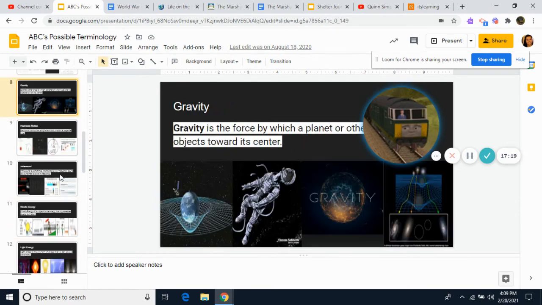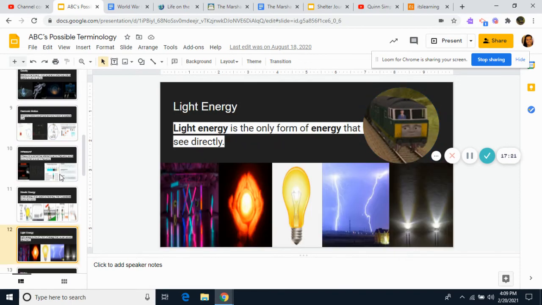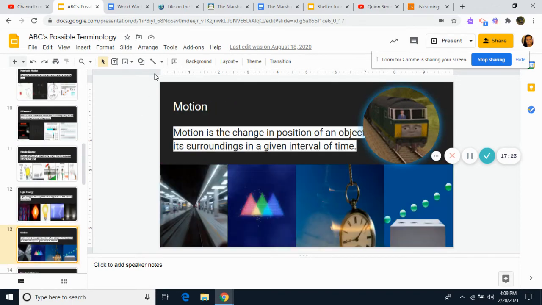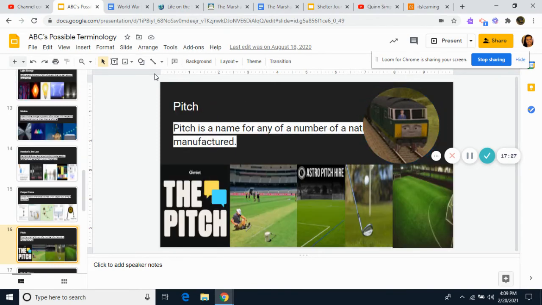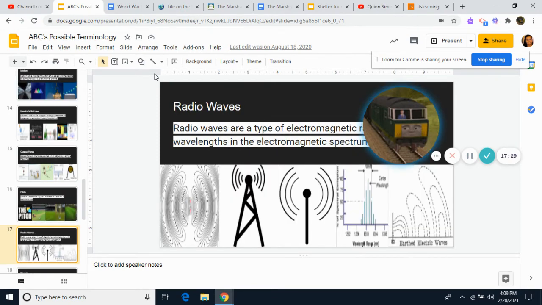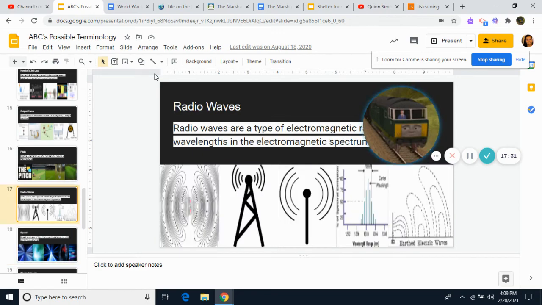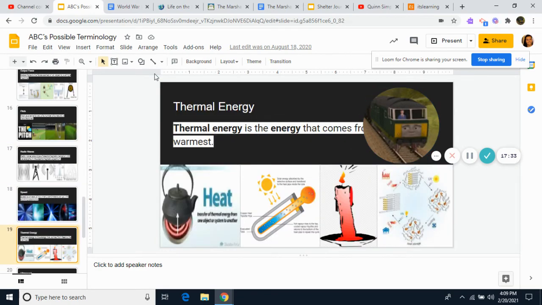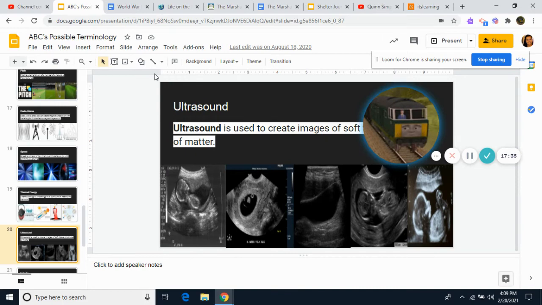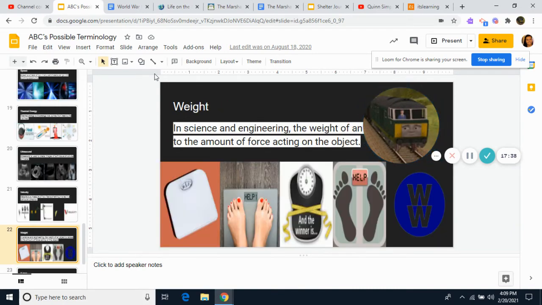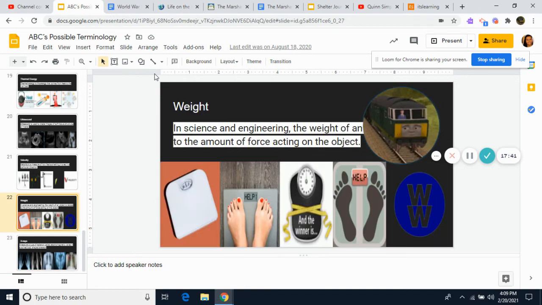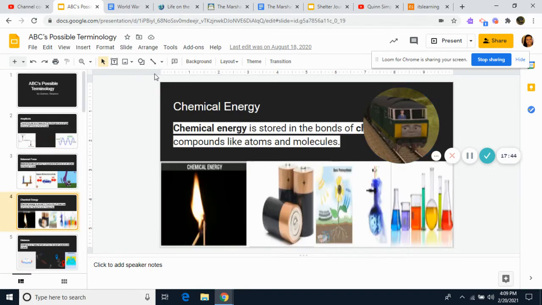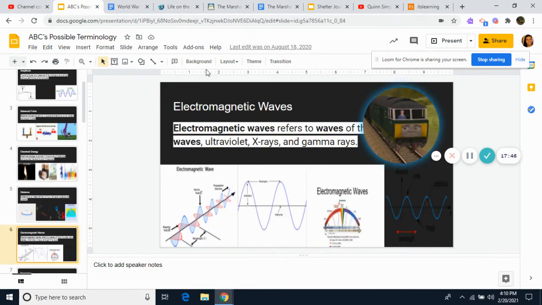There's no such thing as a J. So: light energy, motion, Newton's third law, output force, pitch, radial waves, speed, there's no Q, thermal energy, ultrasound, velocity, weight, X-rays. That's all about it. All right, so now I'm at electromagnetic waves.